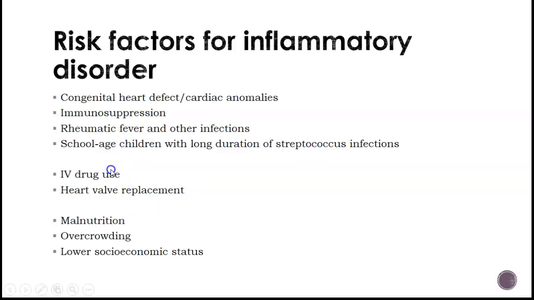I group these two together because it's something that is done to the body: IV drug use, heart valve replacement. This right here is more social issues: malnutrition, overcrowding, and lower socioeconomic status.